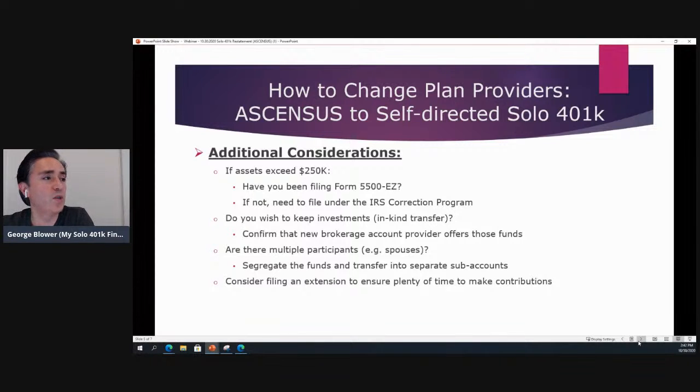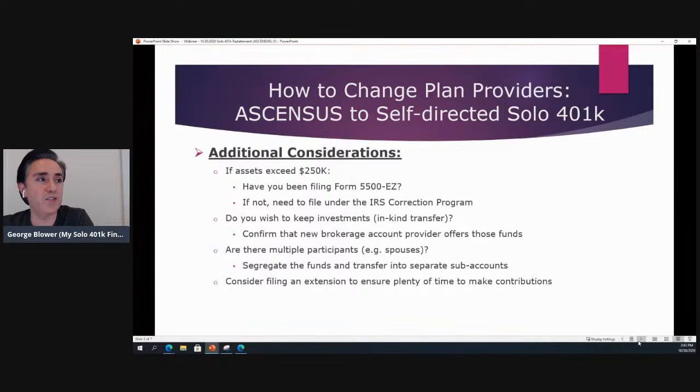So one consideration as part of that conversion process is whether or not your assets already exceed $250,000. And just to really define that, we're talking about all of the assets in the plan. So let's say that you have multiple participants. Again, a simple example is a husband-wife. So you need to add up both accounts, both the assets in the plan for the husband and the assets in the plan for the wife. And it's not just the cash in the account, it's really the value of all the assets as well. So if they're invested in, say, a mutual fund, it's the value of that mutual fund.